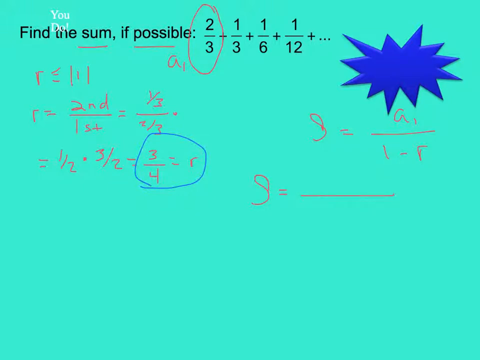My sum is equal to a1, which is 2/3, divided by 1 minus r, and r is 3/4. Now if I could pull up my calculator, I would, and I would just plug this in. But since I can't do that, I'm just going to do this by hand. So I'm just working on this denominator here. That would give me 1/4, and then instead of division, I'm going to multiply by the reciprocal, and that would give me 8/3 for my final answer.